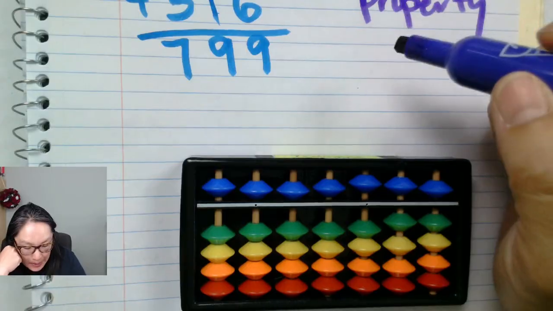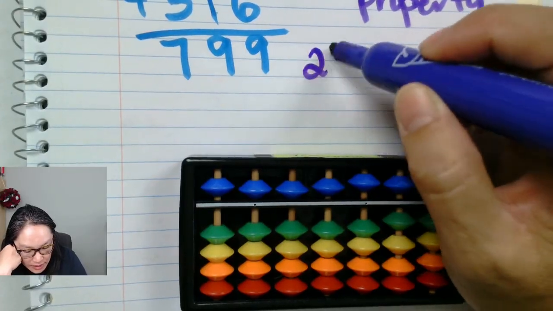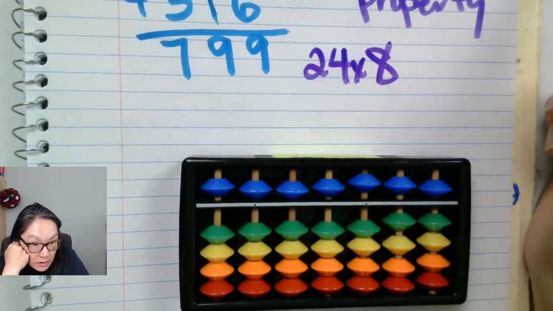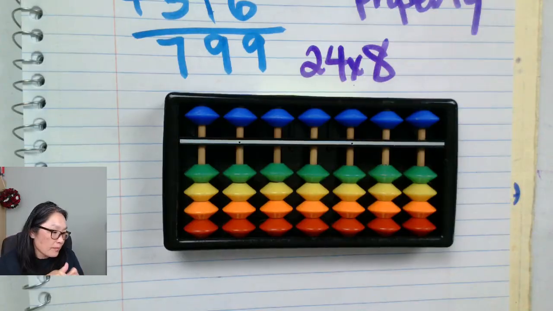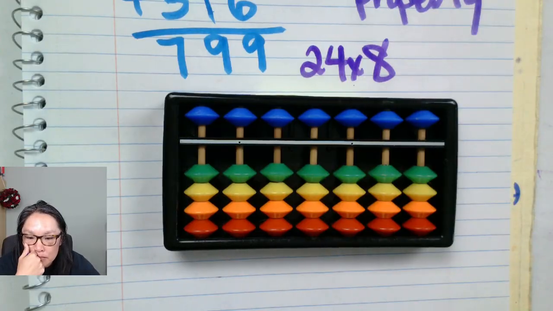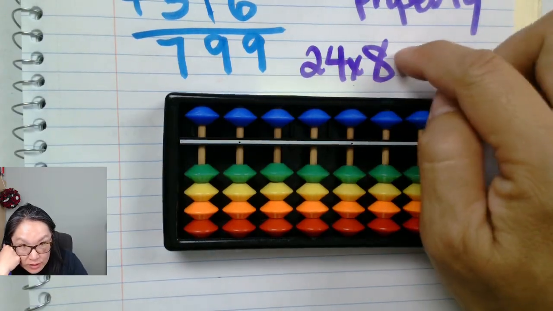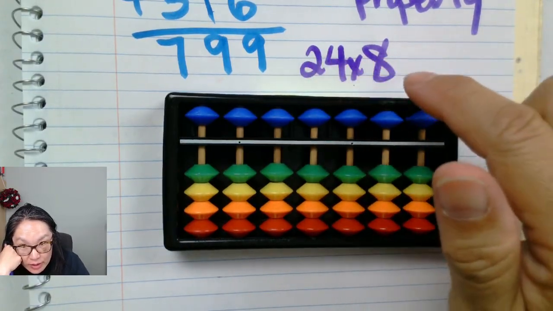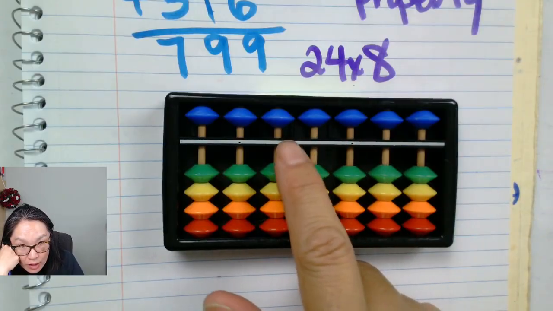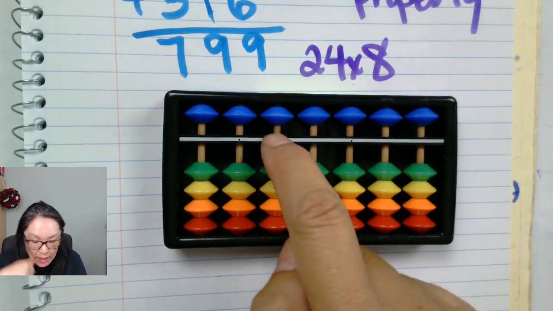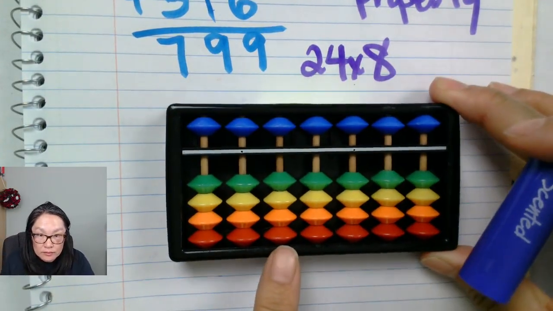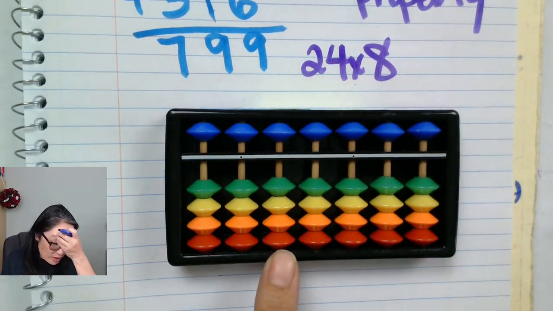So if I had, I don't know, 24 times 8. Let's see that. In the abacus world, what we do is we count our digits. We're going to count because we need to understand where we're going to put our numbers. Where are we going to put our answer? So we count 1, 2, 3. I'm going to put my answer somewhere right around the hundreds area.